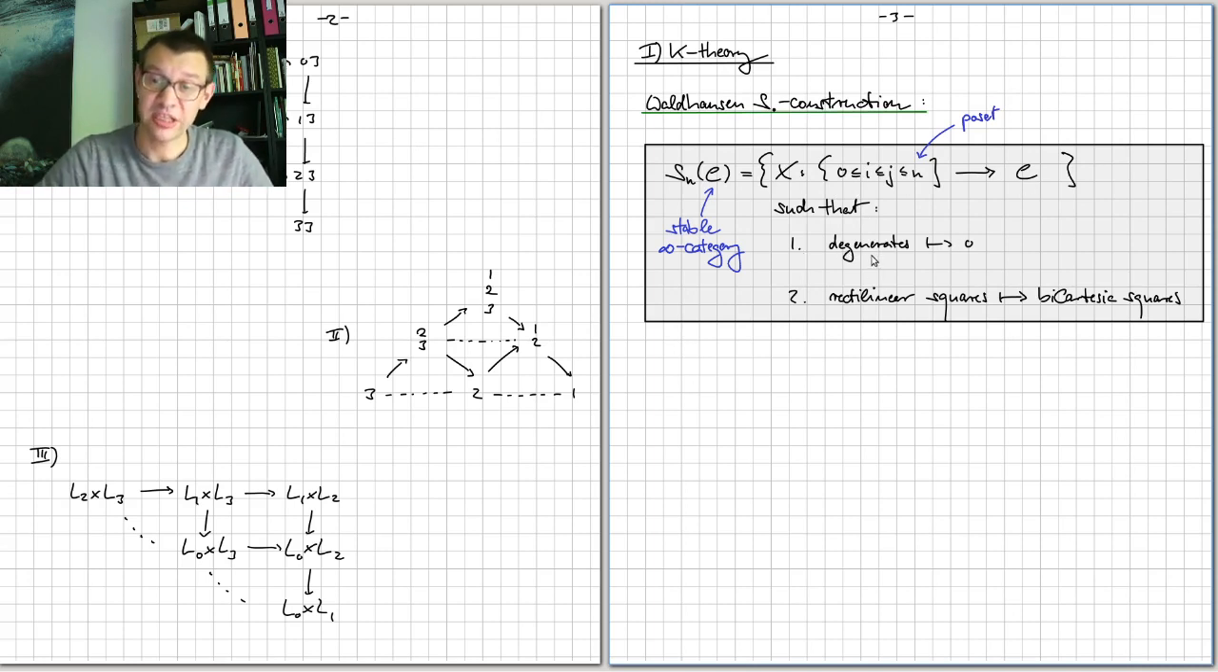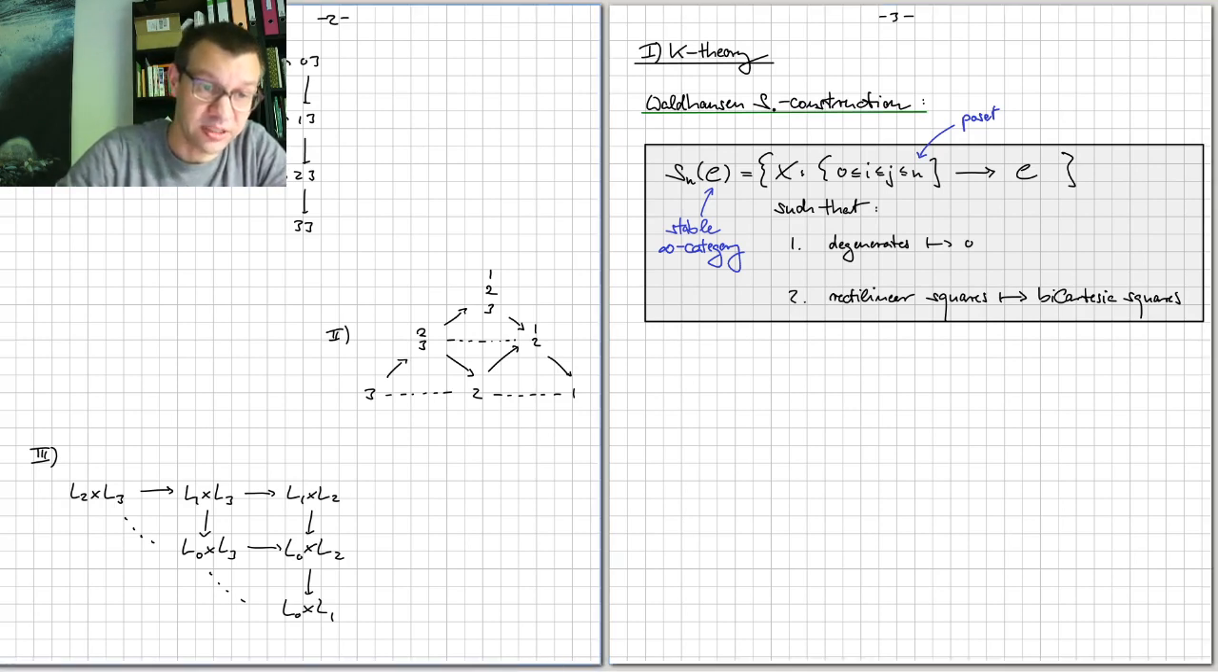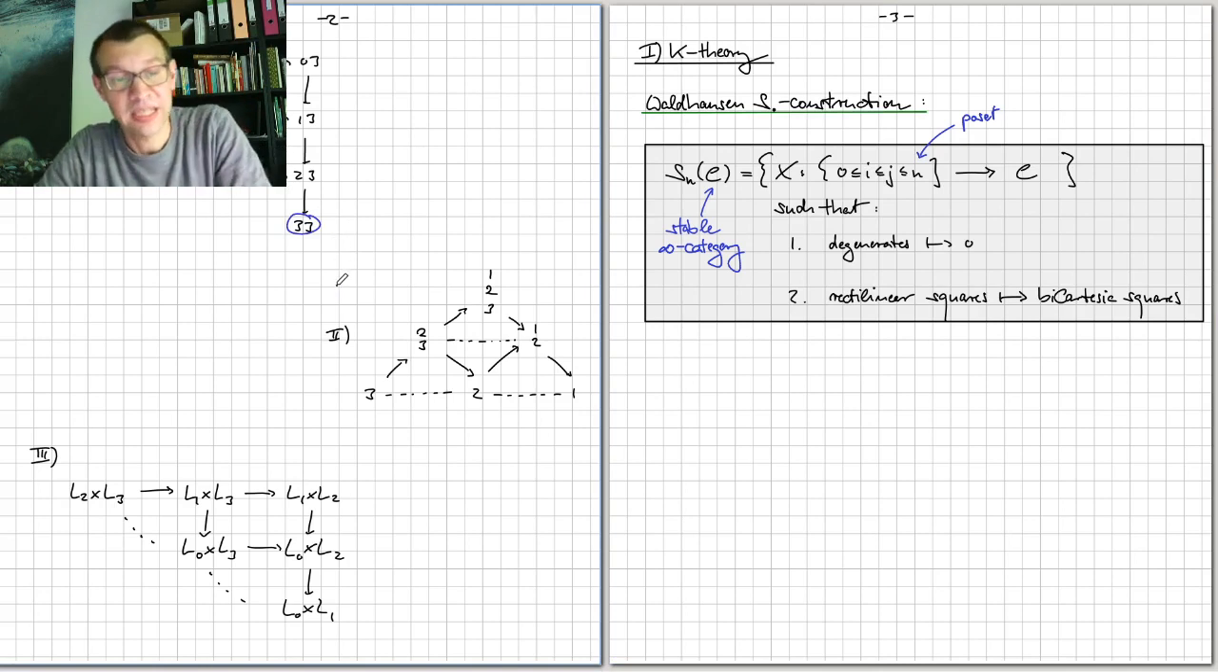Namely, they're supposed to send degenerates. So what's a degenerate? A degenerate would just be a tuple where both i and j are actually equal. So these guys here would be degenerates on the left-hand side. And so these degenerates are supposed to be sent to 0. And that's the first condition.